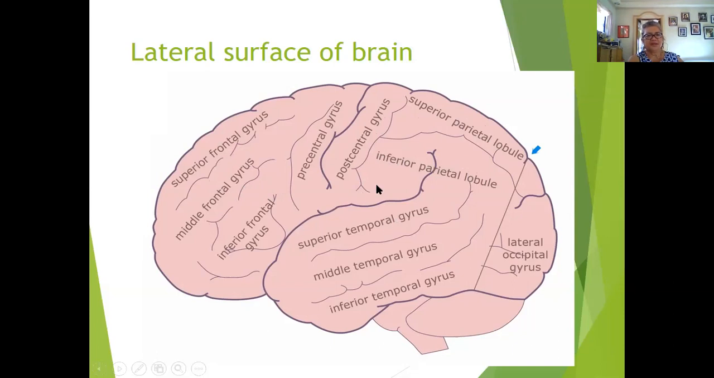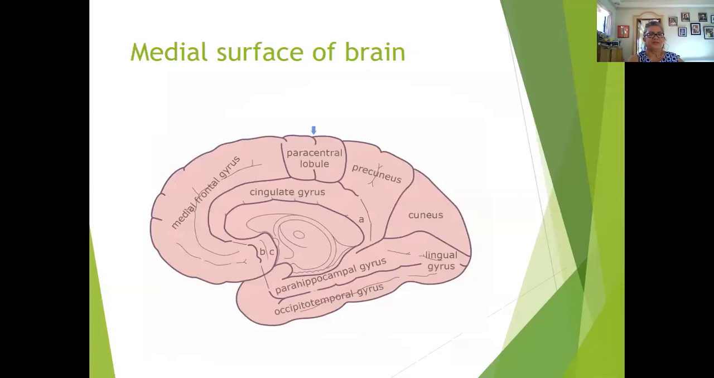You can see here that the parietal lobe will be separated from your occipital lobe by the parieto-occipital sulcus, but you cannot actually trace the parieto-occipital sulcus separating the two lobes here. But here it is more clear, the separation of your parietal and your occipital lobe.